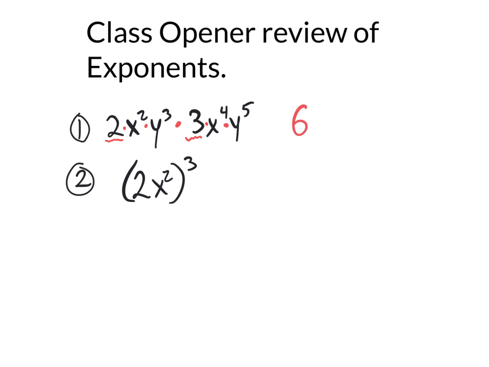And then I am going to choose to multiply the x squared times the x to the fourth. Rule 1 says that when you're multiplying with the same base, you keep the base and you add the exponents. 2 plus 4 is 6. And last but not least, you have the y to the third and the y to the fifth. That'll give you a y to the eighth.